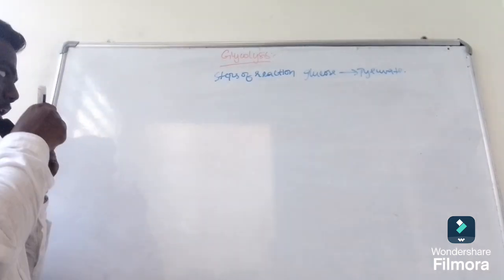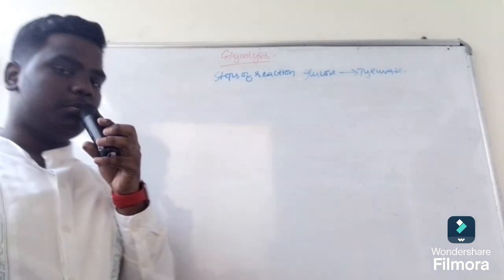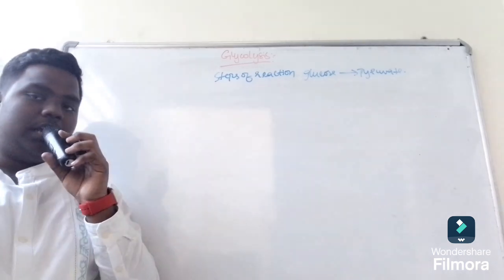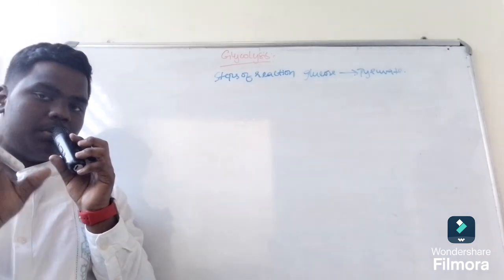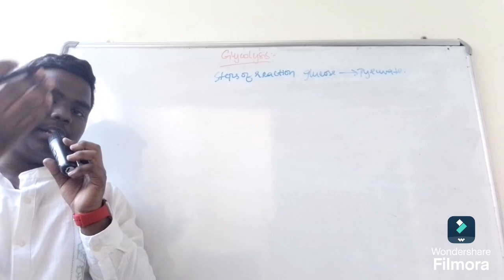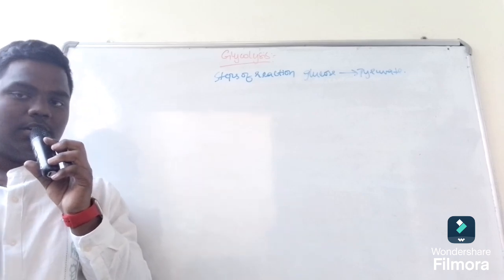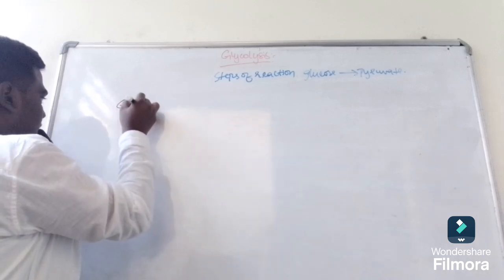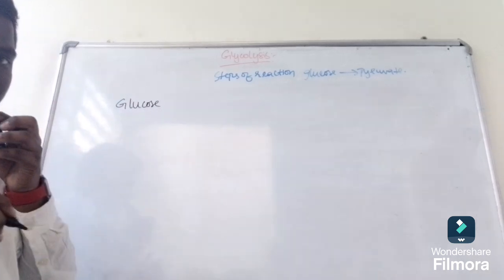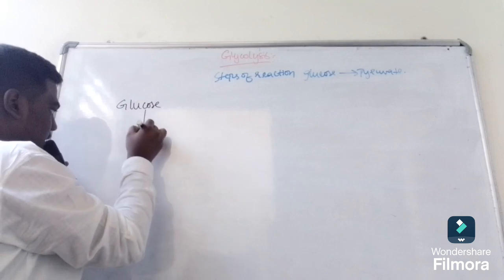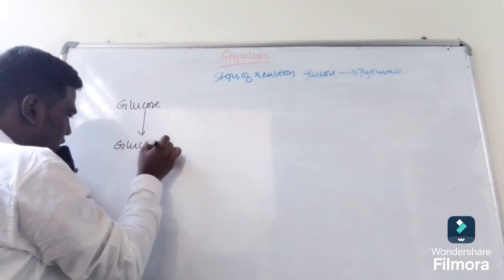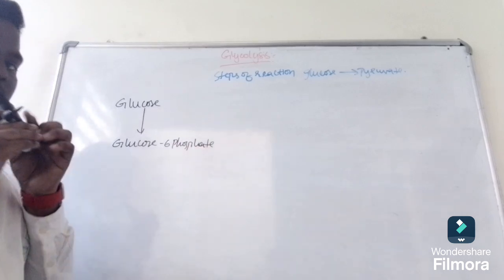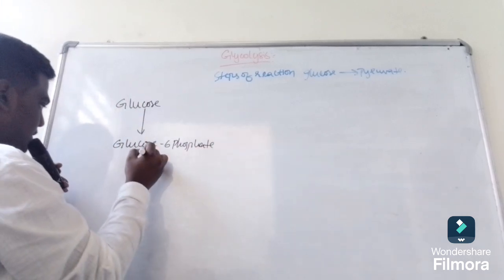Glycolysis takes place in the cytoplasm of a cell, and the product formed after glycolysis, that is the pyruvate, will be entering into other cycles or other reactions. To start with is the glucose. Glucose is converted to glucose 6-phosphate.